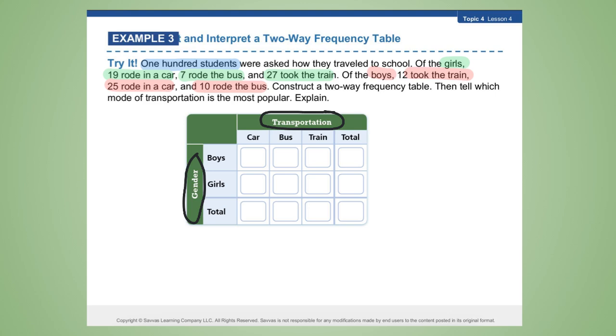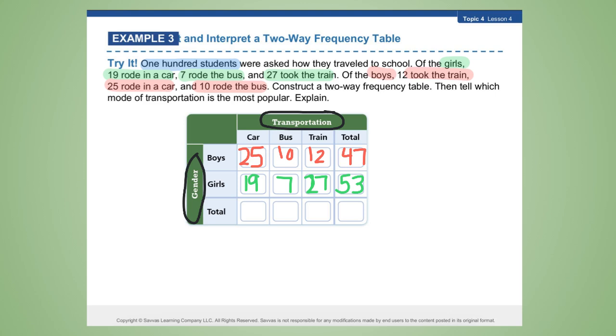All right, I'm going to fill my girls in first. 19 rode in the car, 7 rode on the bus, 27 took the train. That's a total of 53 girls. All right, let me do the boys. We had 12 took the train, 25 rode in the car, and 10 rode the bus, which is 47.